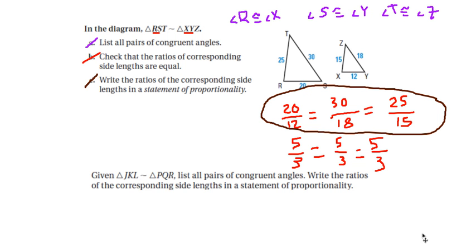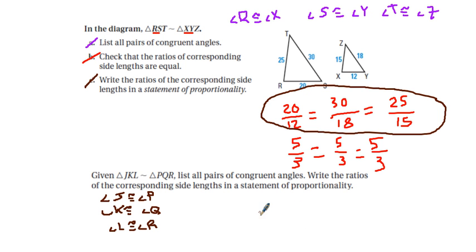Alright, we have one last thing we want to look at, and again, it's just if we're given this statement to begin with, can we write all the angles and can we write the ratios? So let's do it again. The angles would have to be angle J congruent to angle P, angle K congruent to angle Q, and finally angle L congruent to angle R. Same exact way again as when we did congruent figures, we just bring it over to similarity.